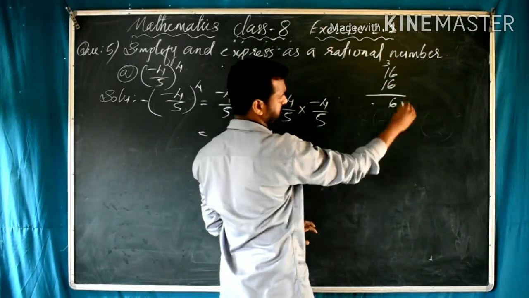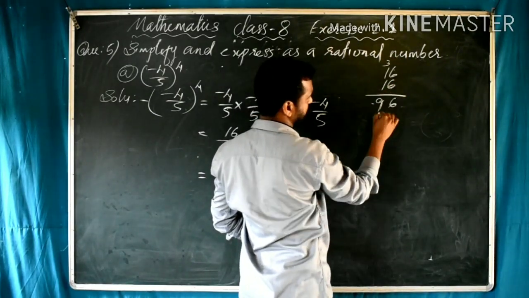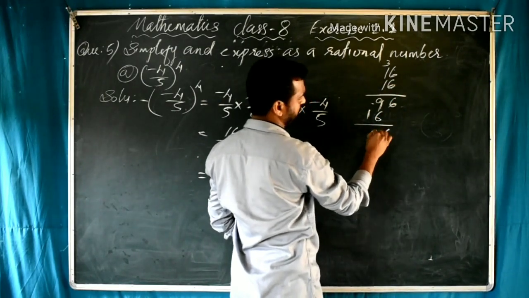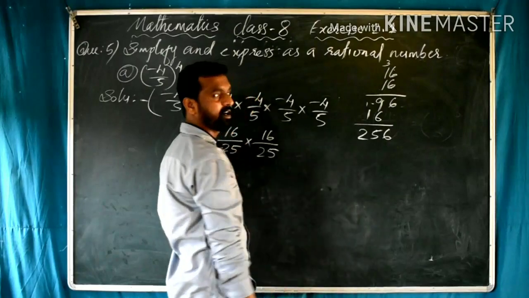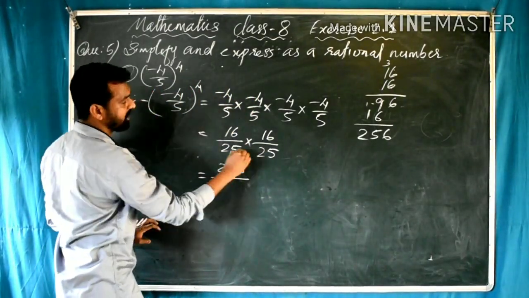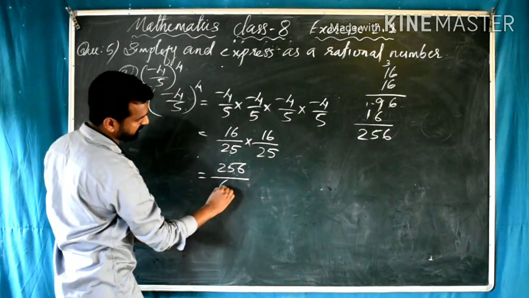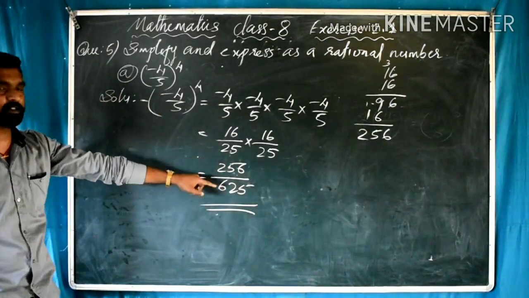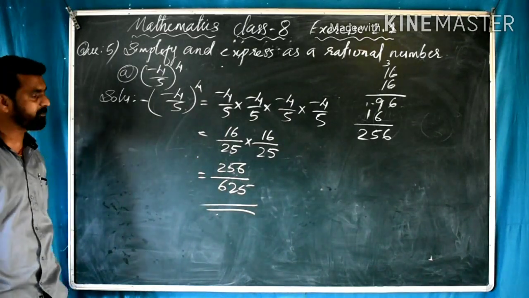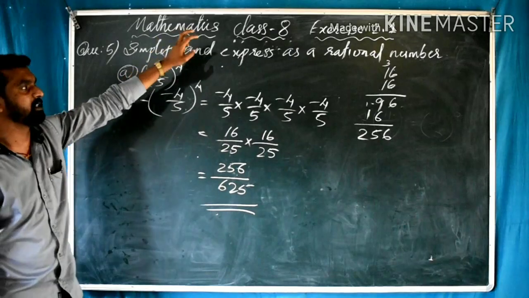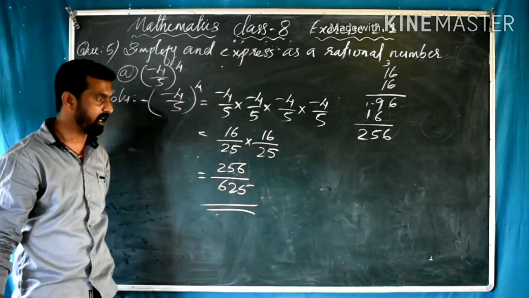6 1s are 6 plus 3, 9. 6 1s are 6. 1 1s are 1. Then 6, 9 plus 6 is 15, 5, remainder 1, 1 plus 1 is 2. 256 divided by 25 into 25, that is equal to 625. So this one is the answer, 256 divided by 625.